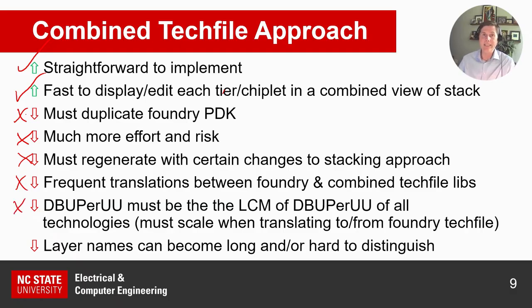And worst of all, if there are any differences in the database units per user unit settings of any of the Foundry PDKs, then the combined Techfile has to have this setting as the least common multiple of all of the technologies, which means that anytime you move data between, you are forced to scale every single coordinate, which can be very time consuming and error prone.